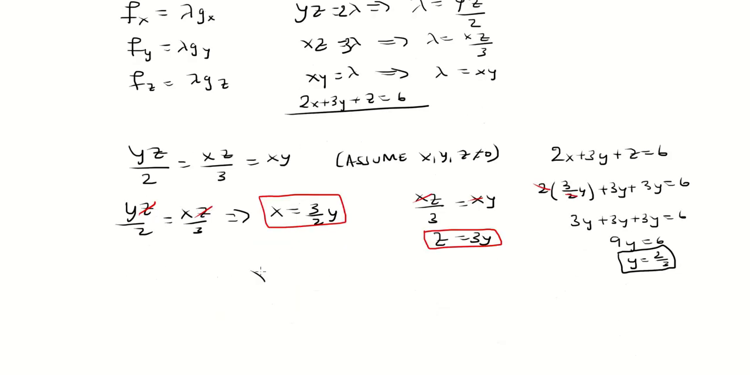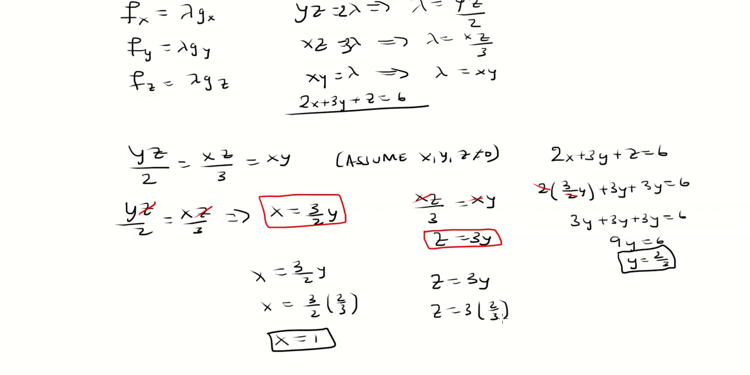Now I can plug back in to solve for x and z. We said x is equal to 3/2 y, but replace y with 2/3 to get that x is equal to 1. And then for z, we said z is 3y, and y is equal to 2/3, so z is equal to 2. So the critical point here is x is equal to 1, y is equal to 2/3, and z is equal to 2.